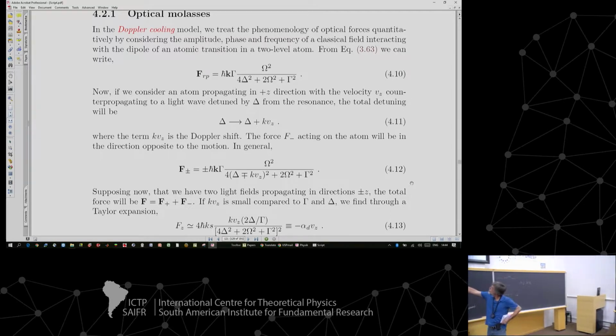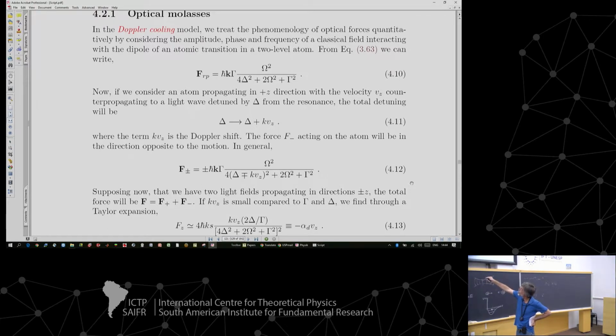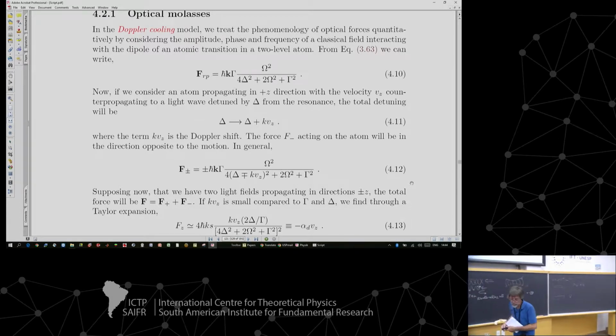So you have two forces here, and the sign of the force depends on the direction of the laser beam, because they're counterpropagating, and on the velocity of the atom. So you take this formula and you just change the detuning by this amount. Then you have two forces, where you have to calculate F equal to F plus F minus. So you have two of these terms here. And this formula you can now approximate by doing a Taylor expansion for small velocities. So you expand the sum for small velocities Vz, and what you get is this expression.